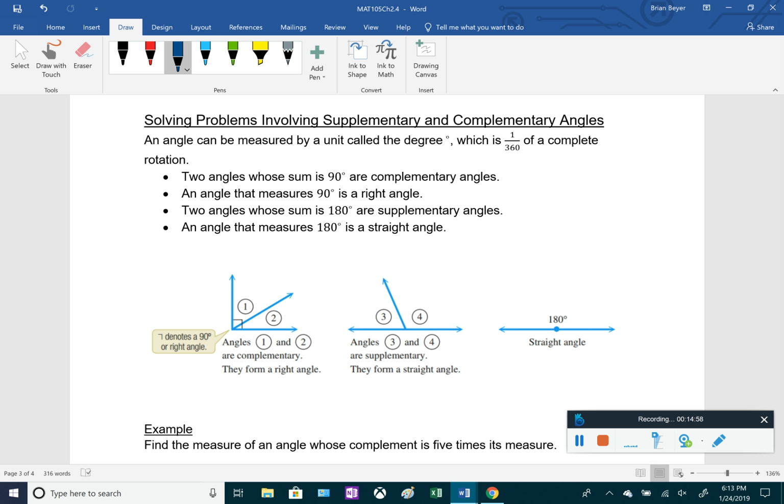So you can see down here with these diagrams, on the leftmost one, angles 1 and 2 would be complementary angles because they form a right angle. And then for the middle diagram, angles 3 and 4 would be supplementary because they add up to 180 degrees. And for the third one, we see that 180 degrees is a straight angle.